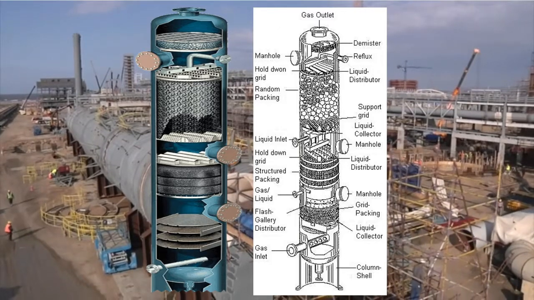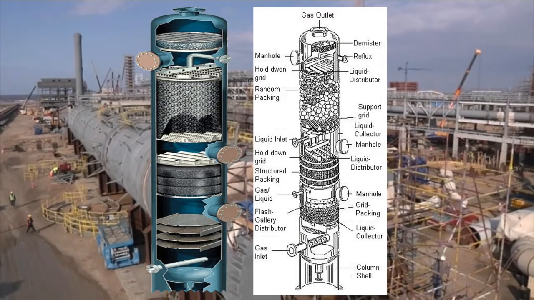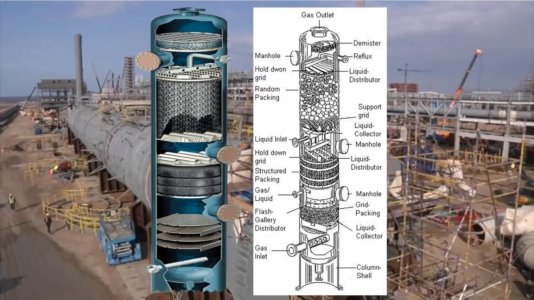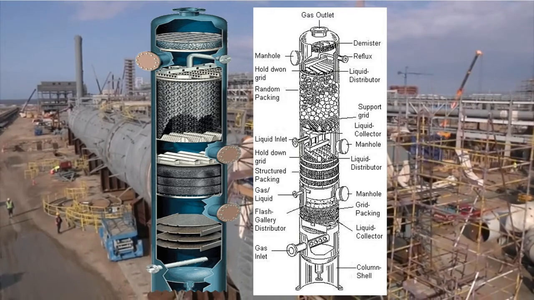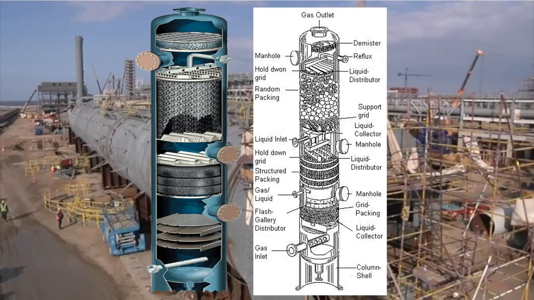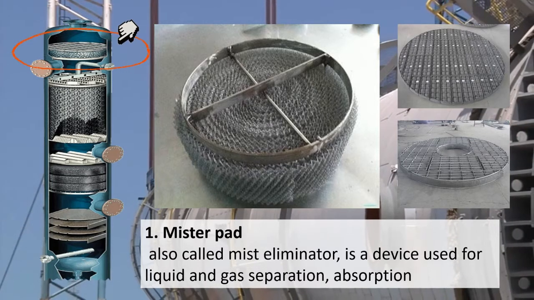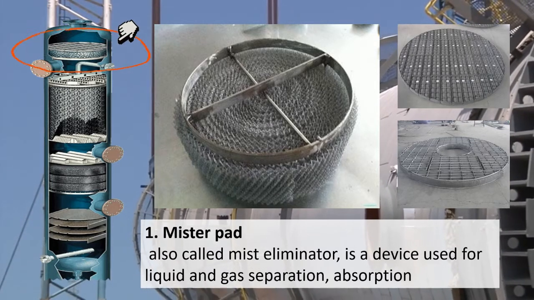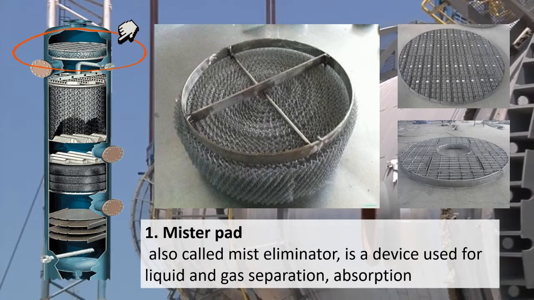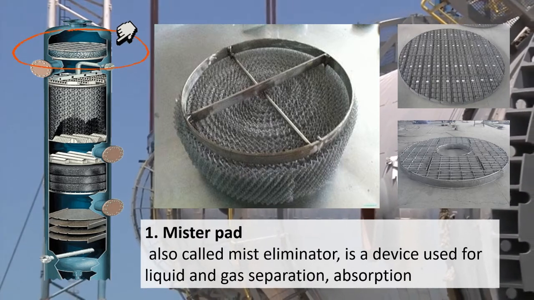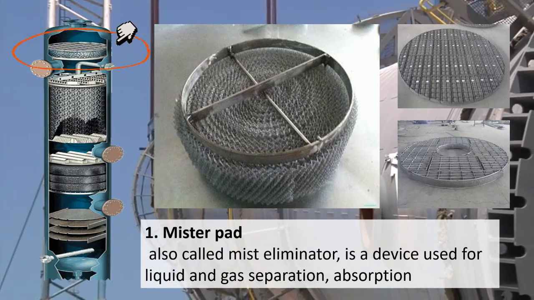An absorption tower is a complex tower built up with many components. There are 5 main components in an absorption tower that every engineer needs to know. First is the mesh pad. Absorption towers have different types of mesh pads. A mesh pad is used to filter out impurities from different sources.